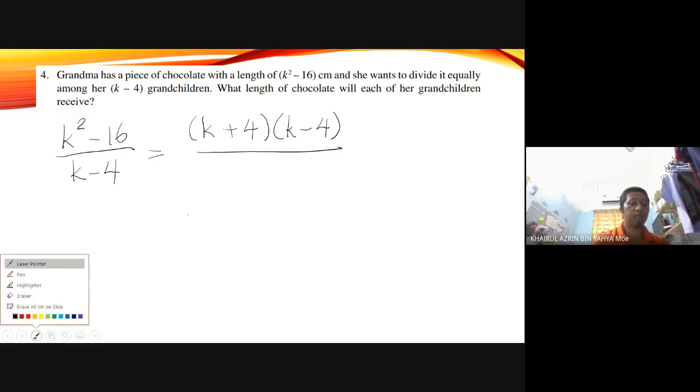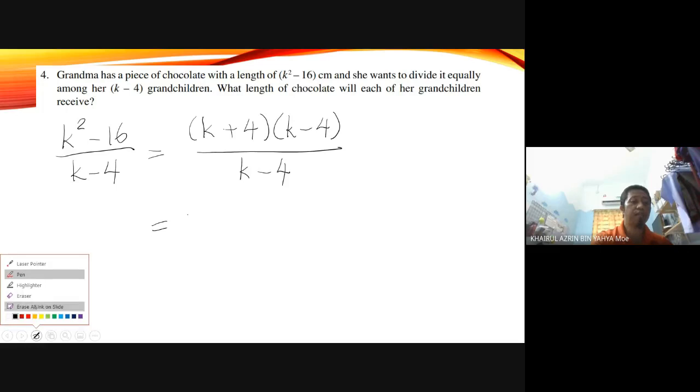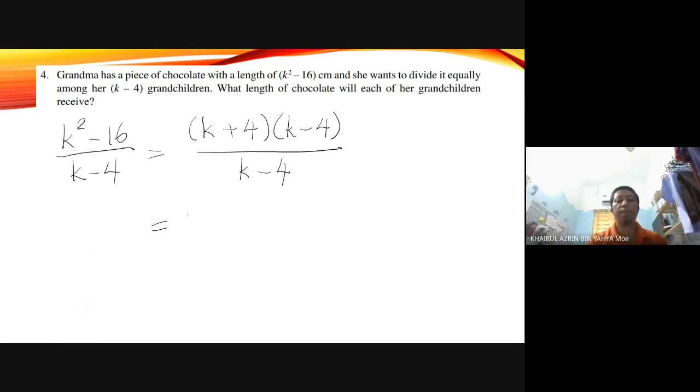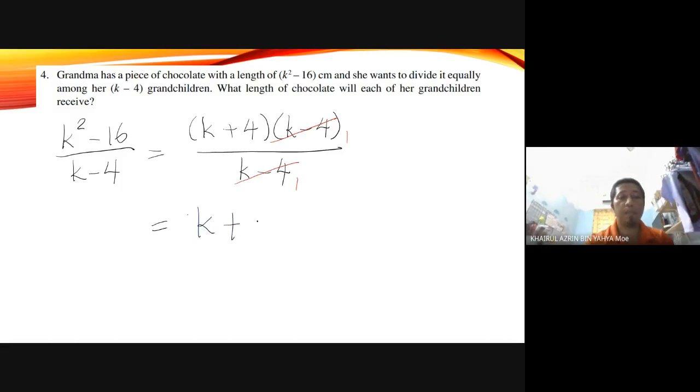Next, for the denominator, nothing changed, still the same, k minus 4. Now we can simplify. I use a different color, red. This k minus 4 we can eliminate with the other k minus 4, so we divide this one equal to 1. Therefore, we write the answer: k plus 4. If you want, the unit is centimeter. However, in today's lesson, no need to write the unit. So the answer is k plus 4.